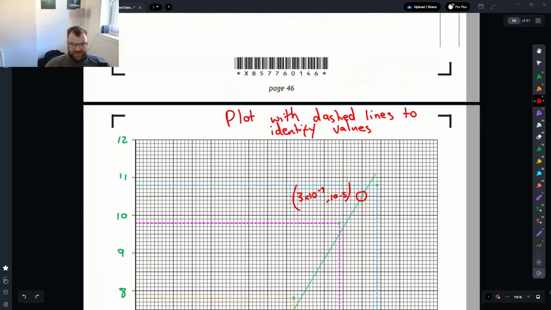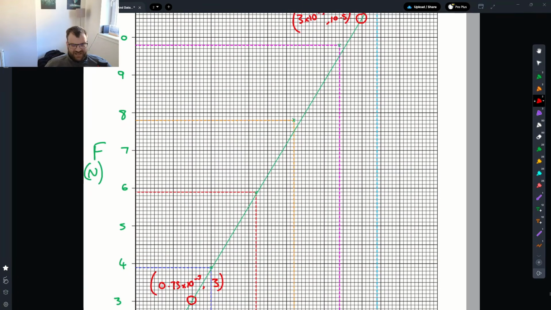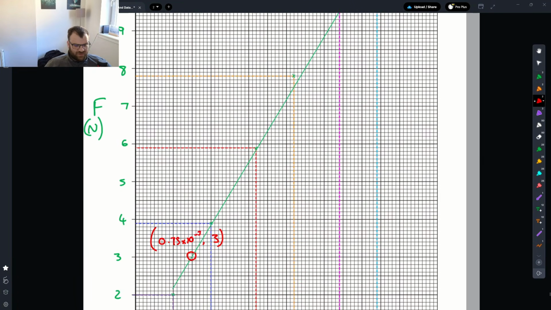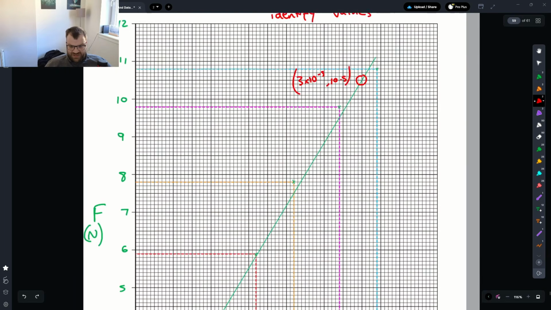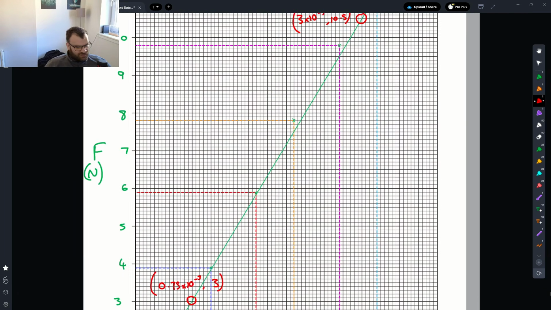And then I've plotted my line of best fit to try and get it as close as I possibly can to all of my points, and tried as best I can not to go beyond the range of the values that we have got. The next part was then to find the gradient of it.